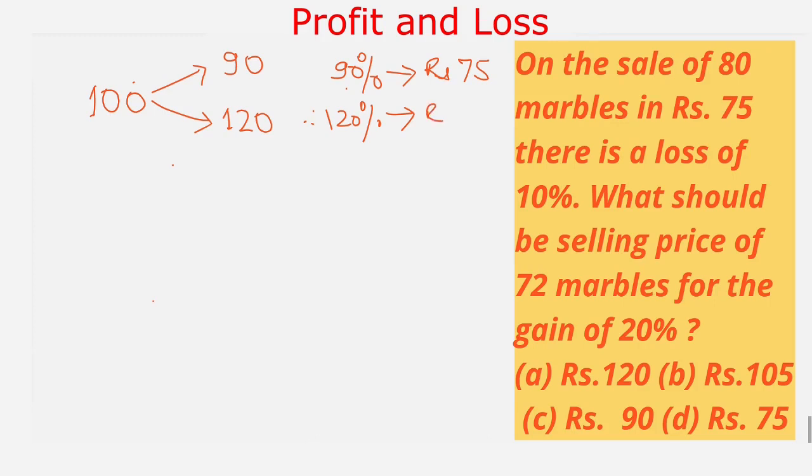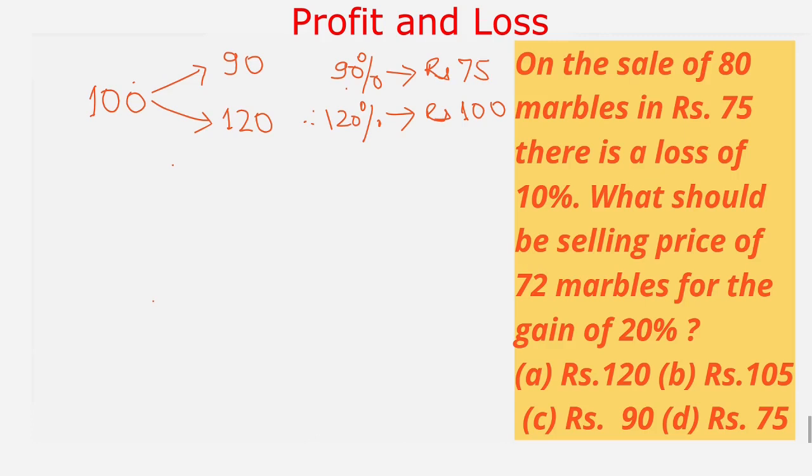120% should be equal to rupees 100, as 90 and 120 are in the ratio 3:4. If 3 is equal to 75, then 4 should be equal to 100. This is the simple thing we can find. Thus 120% equal to rupees 100.